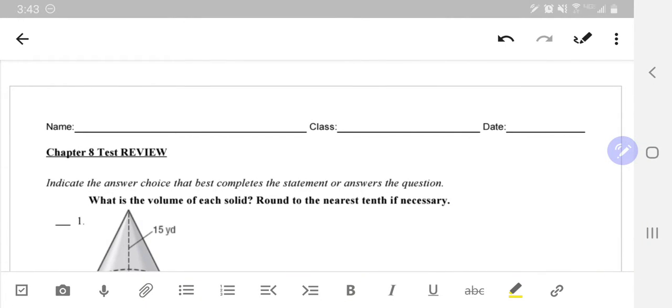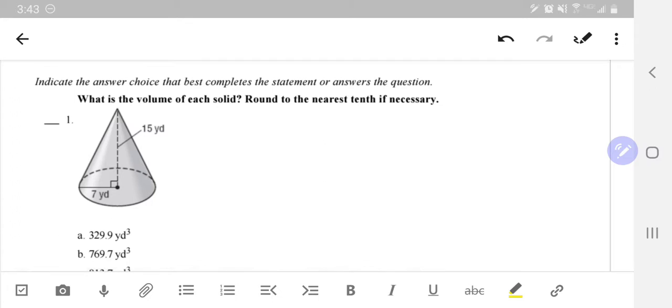We are going to review for our big test coming up, the Chapter 8 test. I think you guys, if you've put in the time and kept up with your work, will do great on this. I will rush through this so you don't have to watch too much. You're welcome to skip through it and find the ones that you need some review on.